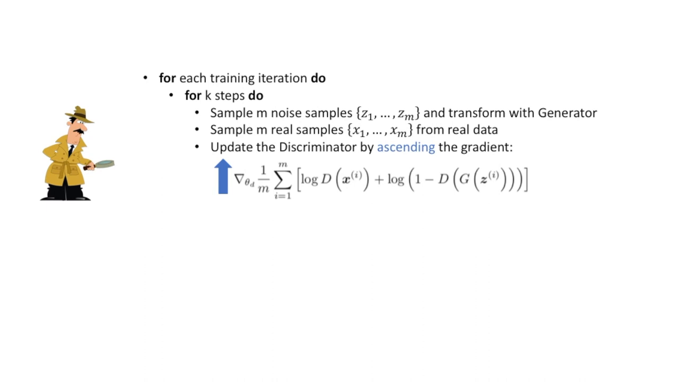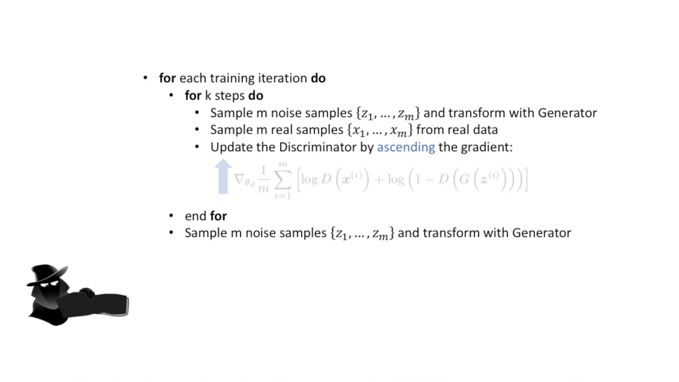These gradients tell us how to change each parameter to most efficiently increase the loss function. This is like measuring the steepest direction to walk up a hill. So we update our discriminator parameters to maximize the cost function, or take a step up the hill. This completes the discriminator loop. The generator loop is similar. We start by sampling M noise samples and using those as input to our generator to get M fake samples.